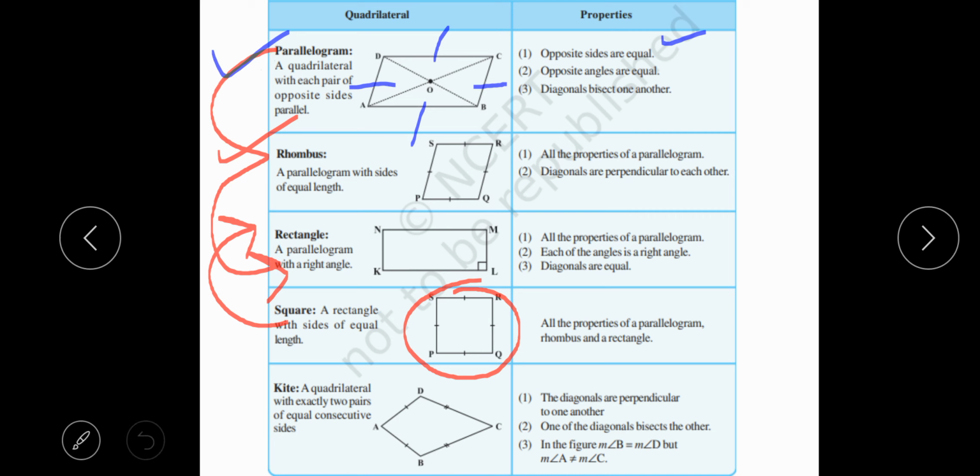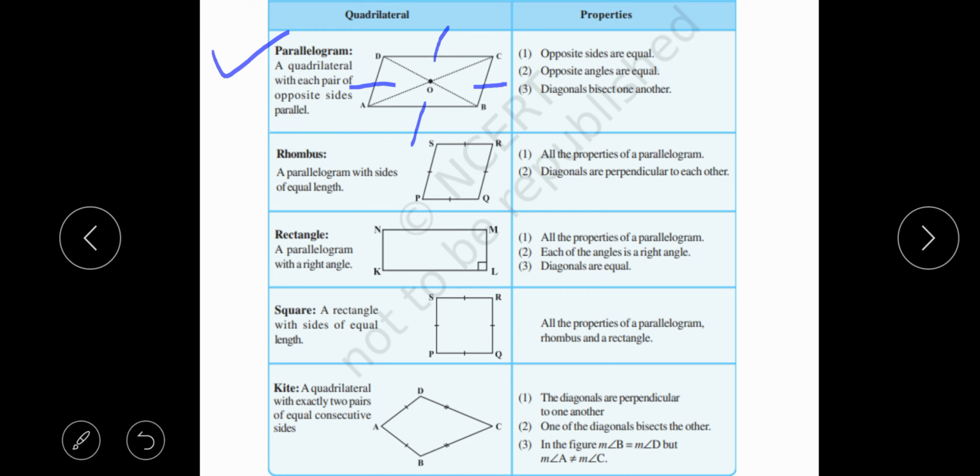Next one is your kite. So what is a kite? A kite is a quadrilateral with exactly two pairs of equal consecutive sides. Means this side is equal to this side and this side is equal to this side. So what are the properties?